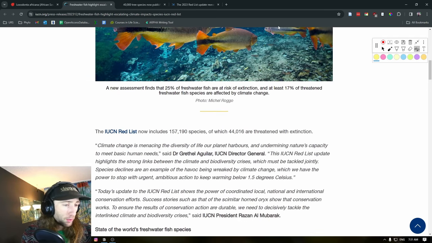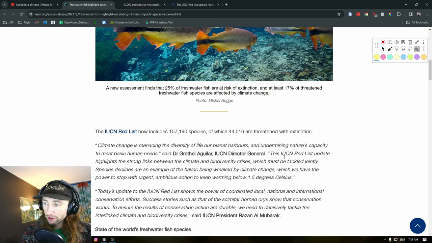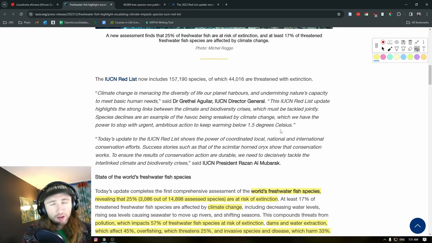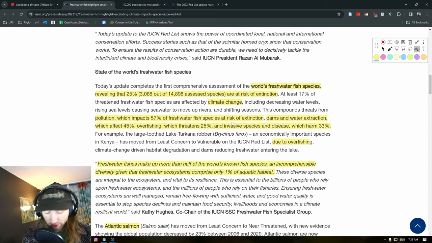So what we're going to do is break down this article. I do have a few other articles that we will use to supplement this information. But of course, everything is down in the description, so if you want to read more information, you can. So let's start with the state of the freshwater fish species.